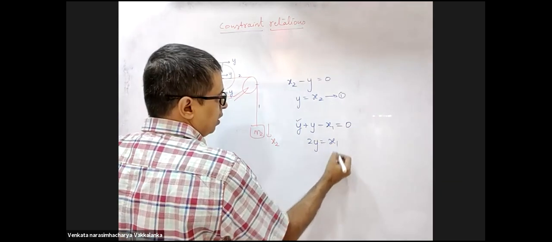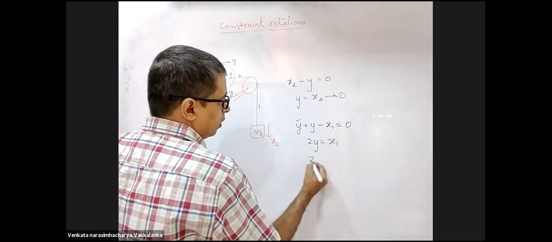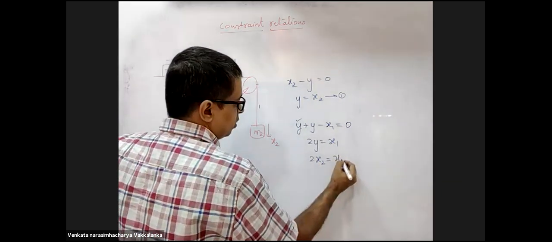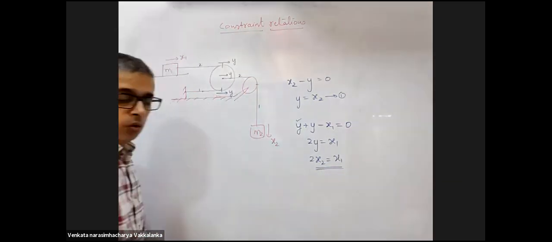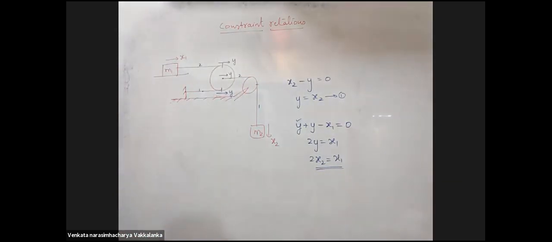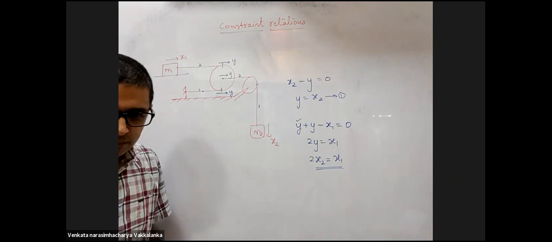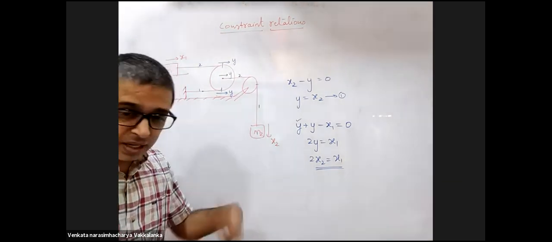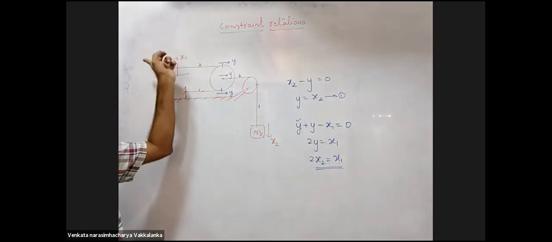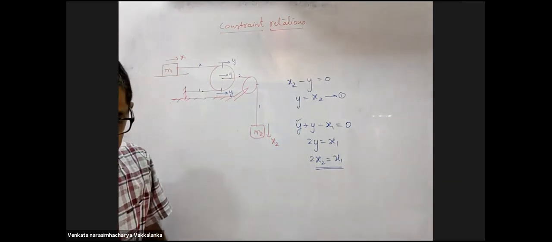2y is equal to x1. 2x2 is equal to x1. 2v2 is equal to v1. Somebody typed 2v2 is equal to minus v1. Unless you have taken the reverse direction, you will not get that.